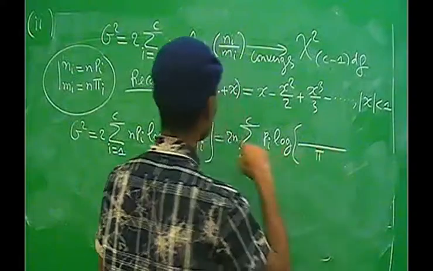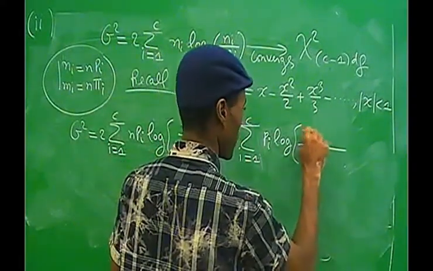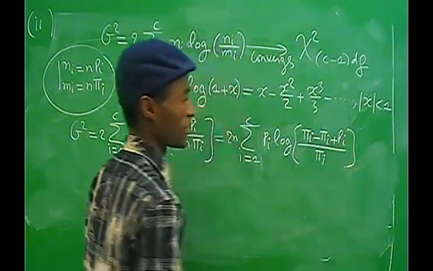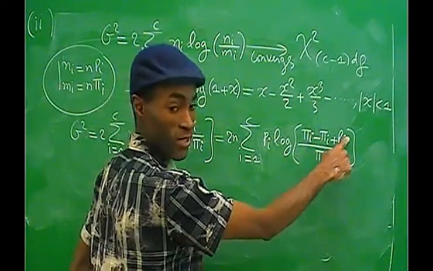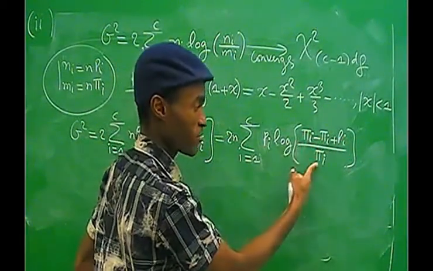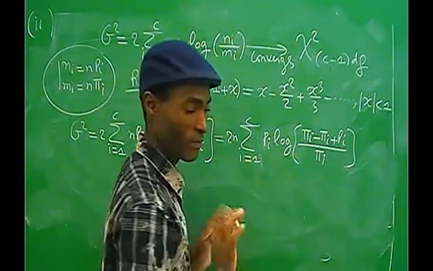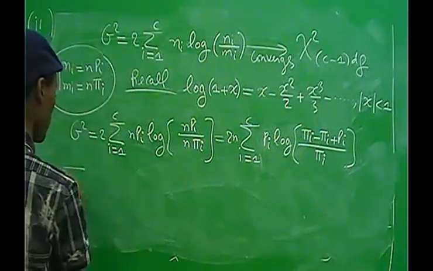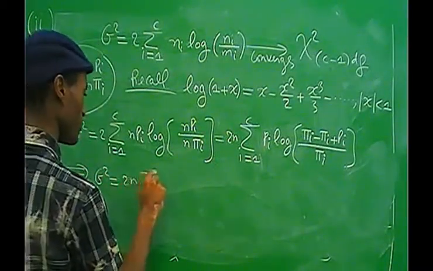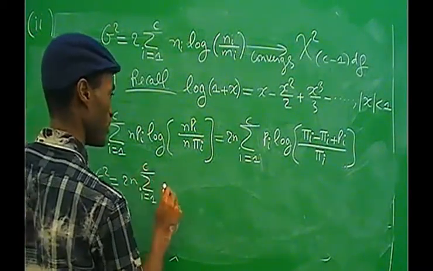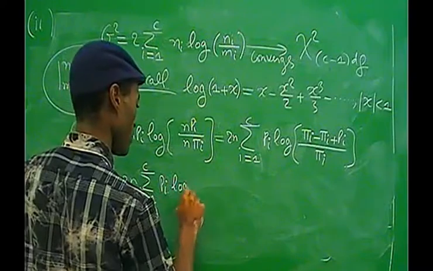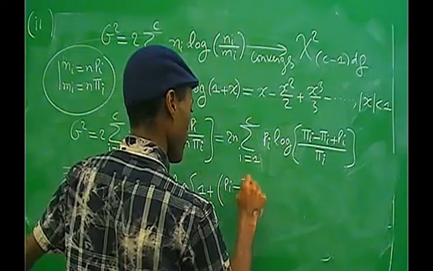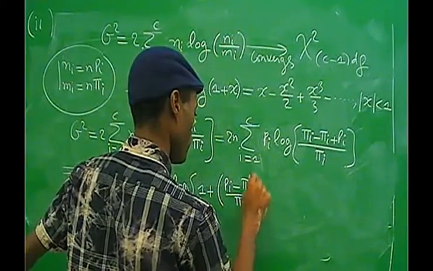Now, here's the trick to create that one: pi minus pi i plus pi i. So this minus this is 0, and you still have your pi i, but this over this will give you 1. So you just add pi minus pi i. Wherever you cancel them, you still have the same thing. So G squared equals 2n sum for i equals 1 to c, pi log of this over this, which equals 1 plus pi minus pi i over pi. Also, you just flip it.